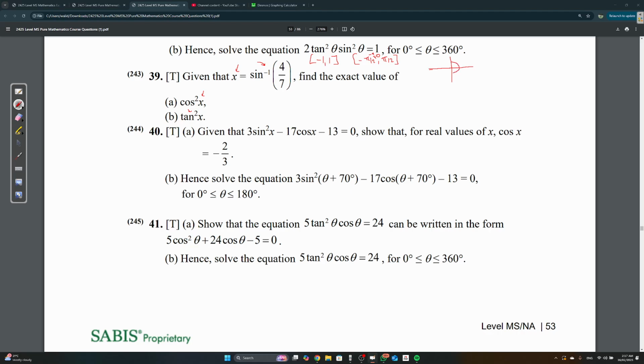These two here, okay? This is always the first step you do when dealing with a question here. You solve it normally. Sine x is equal to 4 over 7. Just take the sine to the left.